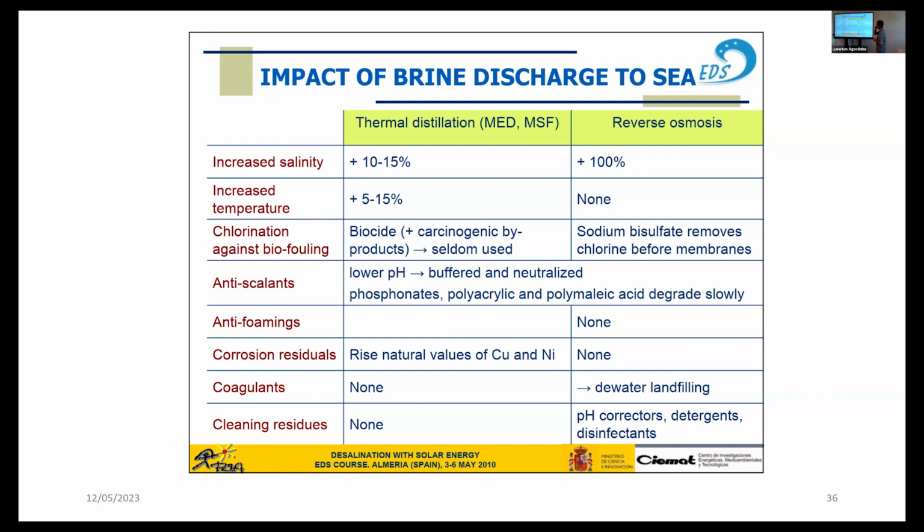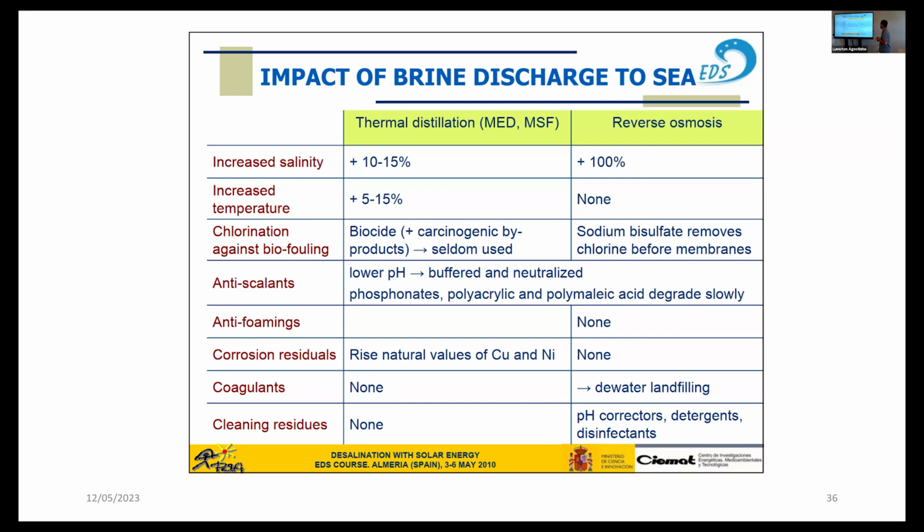However, it's important to say that we are talking about chlorination against biofouling, the disinfectants applied before the system itself. Depending on the case and the country, there may be a necessity for post-chlorination, but that will not impact your brine quality. That will be necessary only for the distribution of volumes. Antiscalants: you have to keep a lower pH, so antiscalants could be phosphonates, polyacrylic or polyamide acid, and these will eventually also be directed to your brine. Antifoams: thermal systems use them, reverse osmosis doesn't.